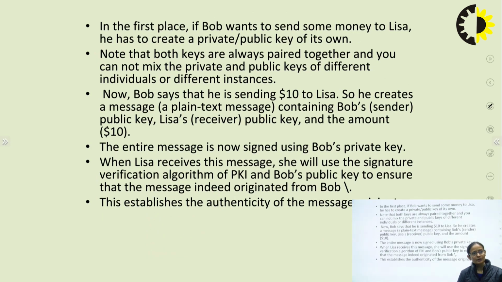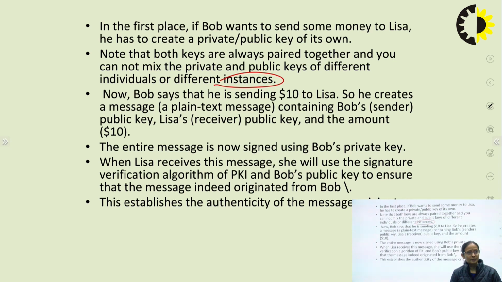This public key was earlier shared with Lisa. In the first place, if Bob wants to send some money to Lisa, he has to create a private and public key of his own. Note that both keys are always paired together, and you cannot use the public key as a private one and the private one as the public key. Both need to remain separate. Moreover, every time Bob carries out a transaction, he creates a new public-private key pair.